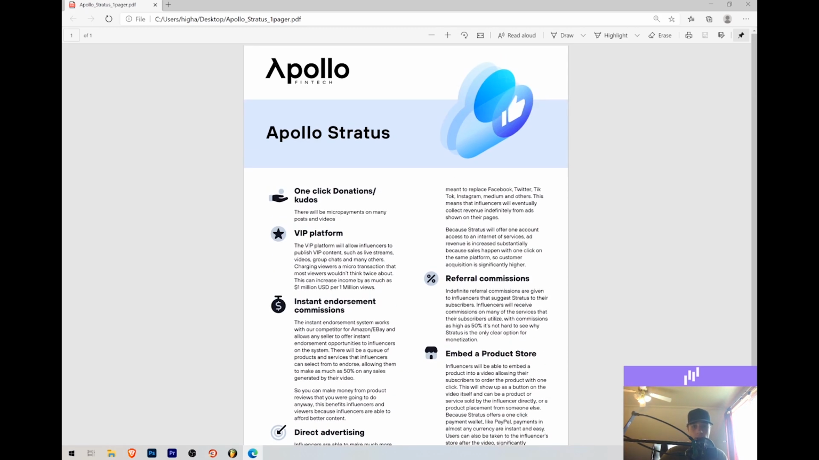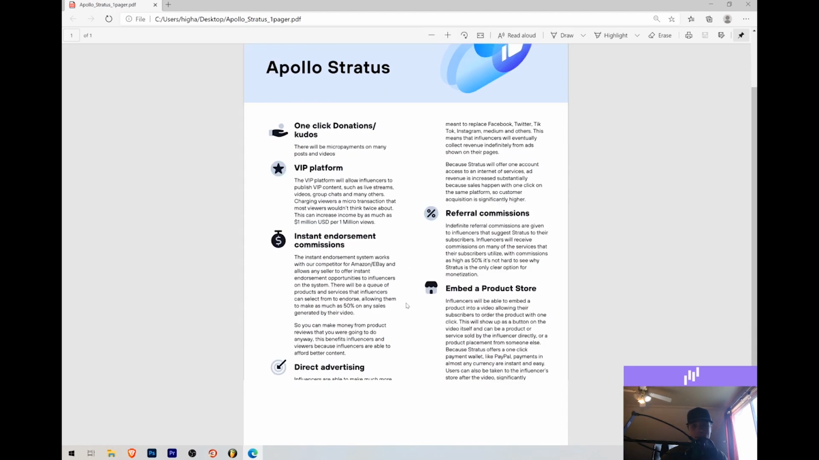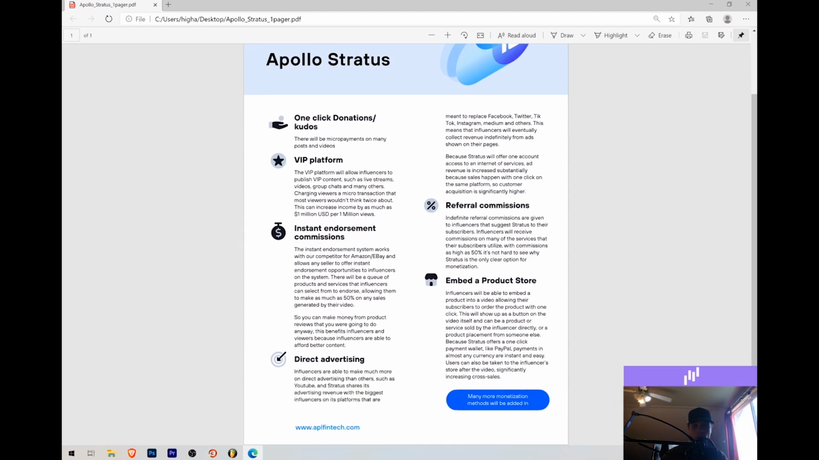When you're looking at different projects in the blockchain space, you want to look for real world use case. And this is a real world use case. This has a lot of real world value.